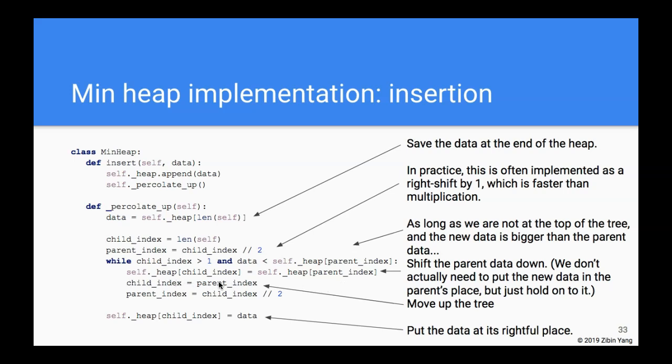So the new child would be the current parent, and then the new parent would be the parent of the new child, divided by 2. So we repeat this process until either we hit the root, or we find that the data is bigger than the parent. If the data is bigger than the parent, then we can put the data where the child is. So when this loop is done, we just assign the data to the child index.